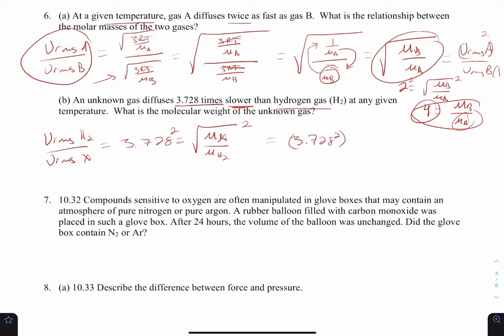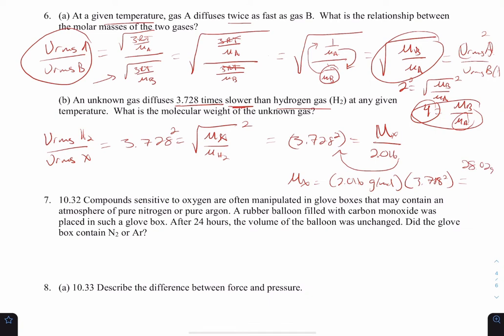And then I'm going to multiply the molar mass of, well, let's get this over here. So I still have m of X over here, and then molar mass of hydrogen. Now, the molar mass of hydrogen is about 2.016, so I'm going to put 2.016 over here and multiply that over. That way I get the molar mass of X to be 2.016 grams per mole times 3.728 squared. You should get about 28.02 grams per mole.